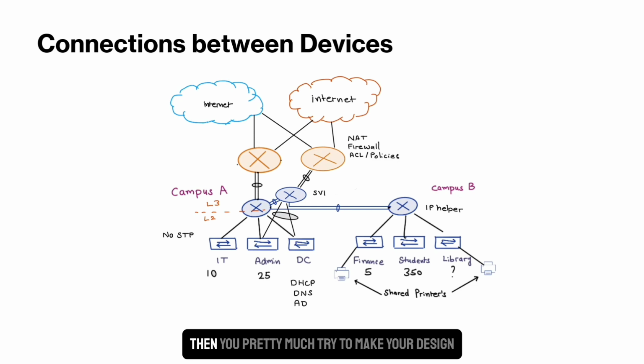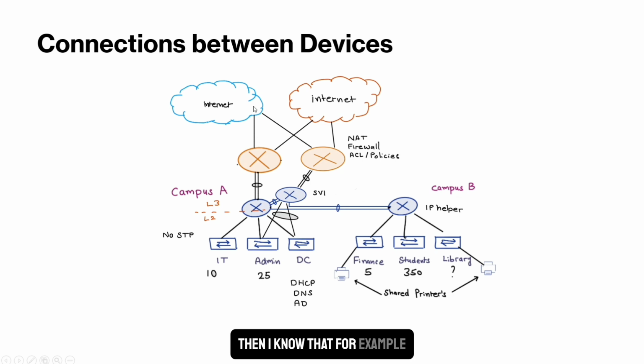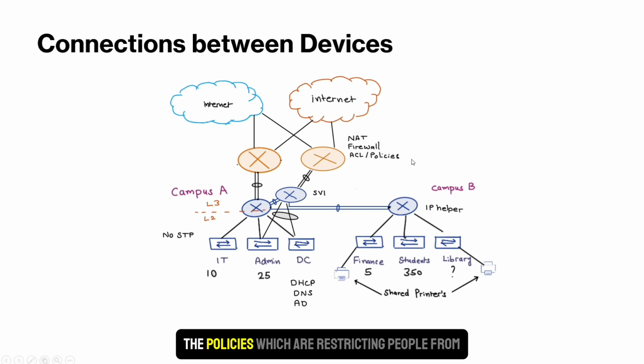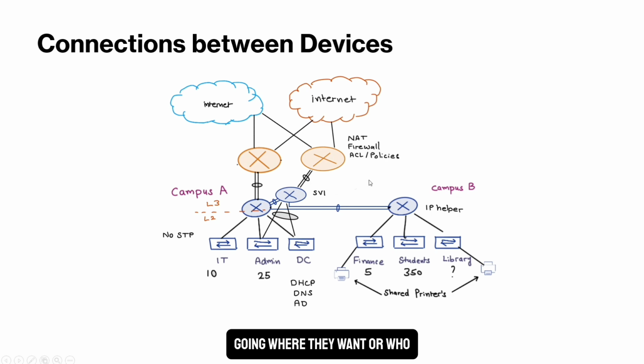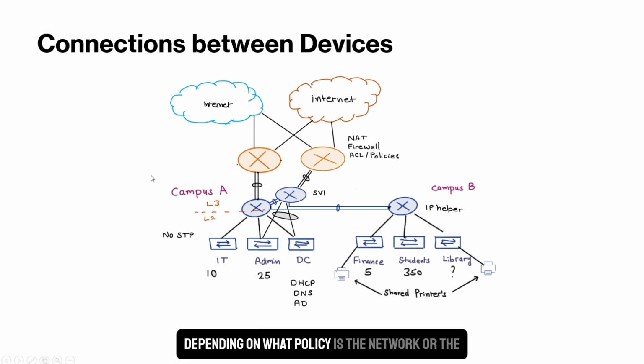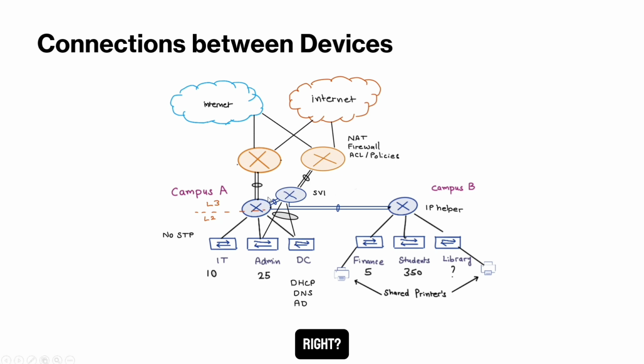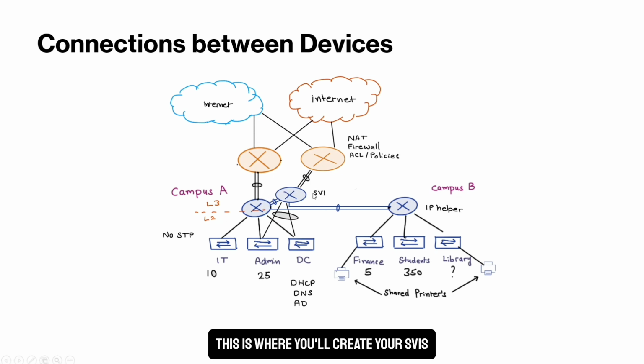Once you pick the devices, then you try to make your design more redundant. I'll have two internet connections, so that if one internet fails, I have a second provider. Two firewalls will be doing NAT, ACLs, and the policies which restrict people from going where they want, or which can talk to who, depending on what policy the network or the business is asking for. You will have two layer 3 devices, right? This is where you'll create your SVIs.